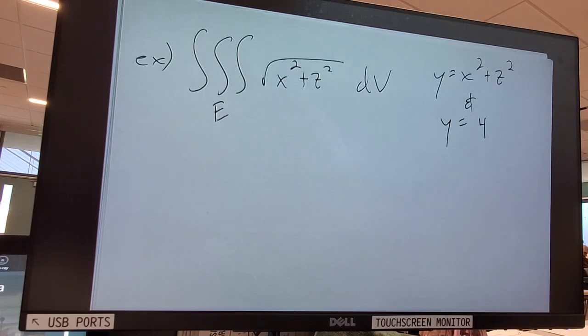Even that boundary is itself three-dimensional. So you could just plot that, and you can see it's a paraboloid. Right now, do I care about the square root of x squared plus z squared? No, I don't care about that at all. Let me see what you guys think.